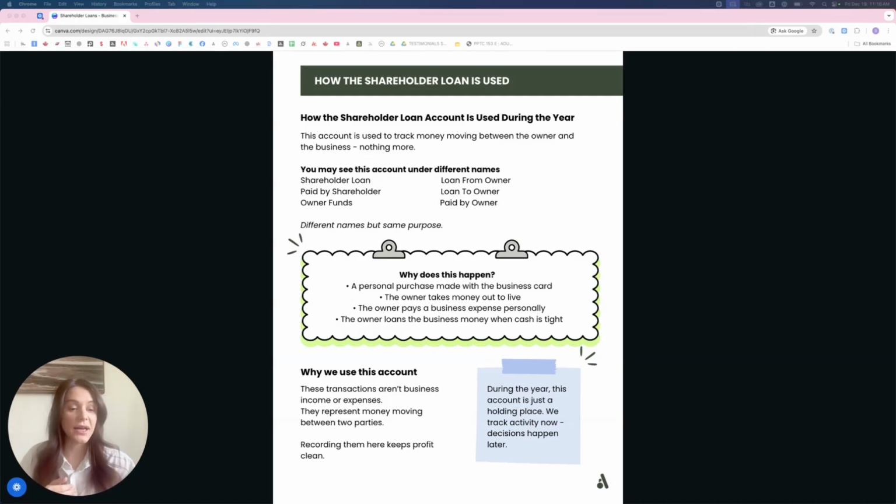The same thing applies in reverse. If the owner pays for a business expense personally, we don't record that as income. We track it here so it's clear that the business owes the shareholder back for what was borrowed from them. During the year, this account basically is a holding place where we're tracking the activity of money moving back and forth, but we're not making any decisions from it yet.